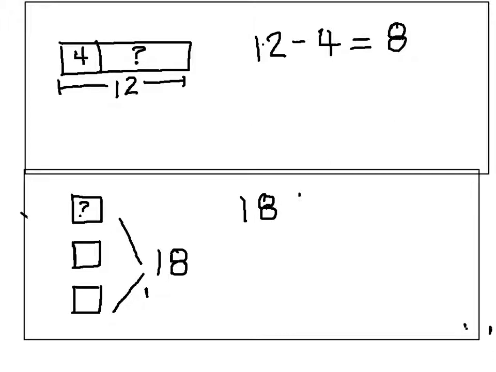18 divided by 3 is equal to 6. And again, I could have used the inverse operation and said 3 times what number would give me 18. And of course that would be 6. But I chose to write it as a division problem. So each of the boxes represents a value of 6.